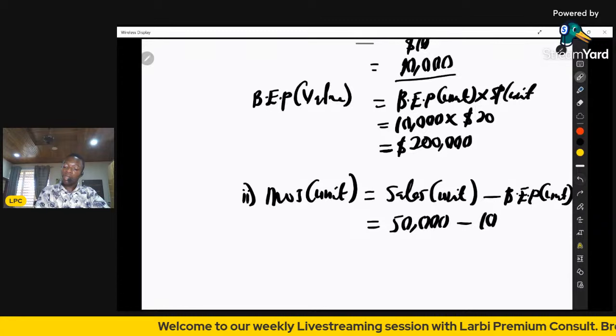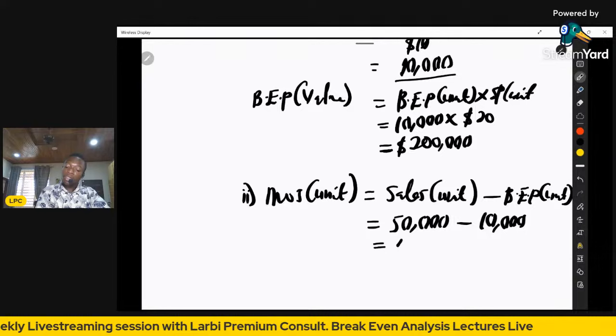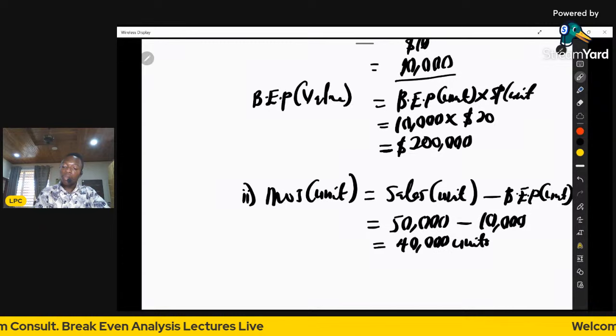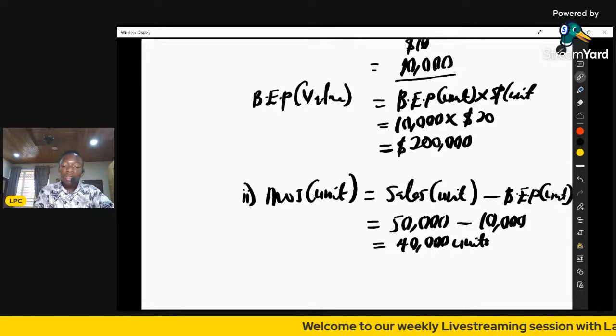So what are we getting as our margin of safety? We are getting 40,000 units. You must bring the units, it's very important. Units of biscuits, right? If it's in value, you add the currency in that line. So that is our margin of safety in terms of units.